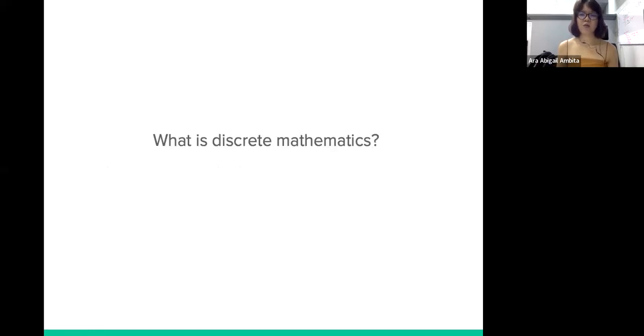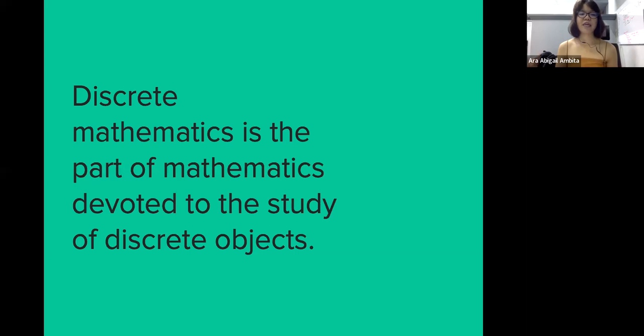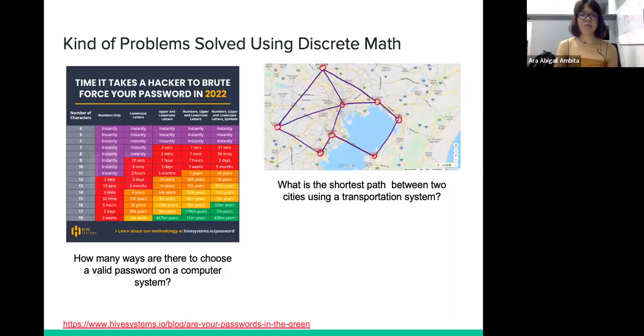So what is discrete mathematics? From the word itself, we refer to the part of mathematics that is devoted to the study of discrete objects. And these are the kind of problems that may be solved using discrete math. For instance, we want to compute the ways there are to choose a valid password on a computer system.